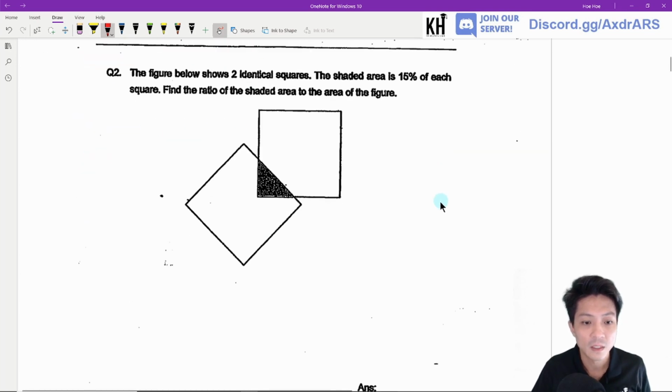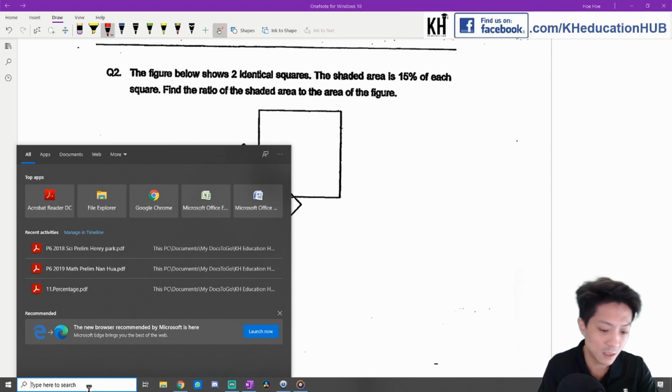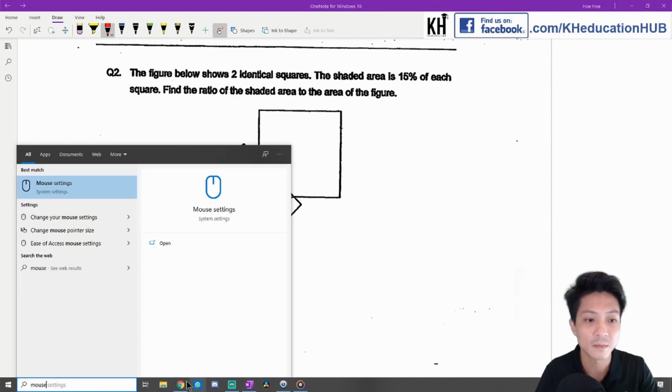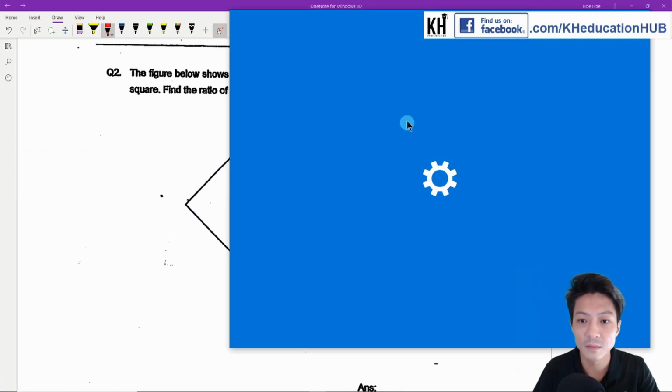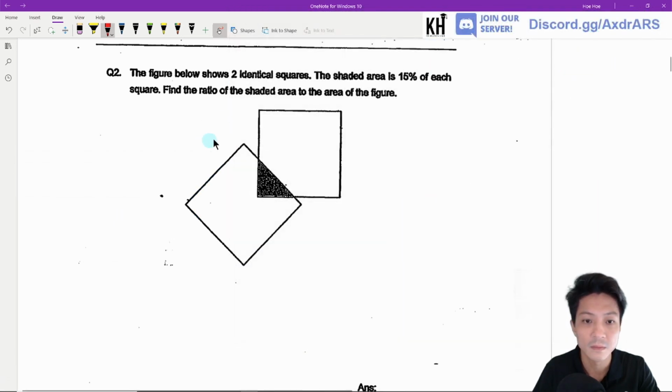Okay, let me adjust my mouse settings. Okay, now it's better.